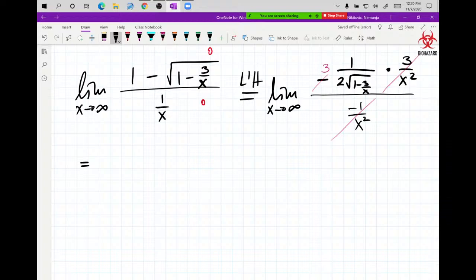So you have, oops, I forgot the limit, points off. Limit x goes to infinity, and you are left with 3 over 2 square root of (1 minus 3 over x). At which point you can plug in your infinity, because 3 over infinity is going to be 0, so you get 3 halves.